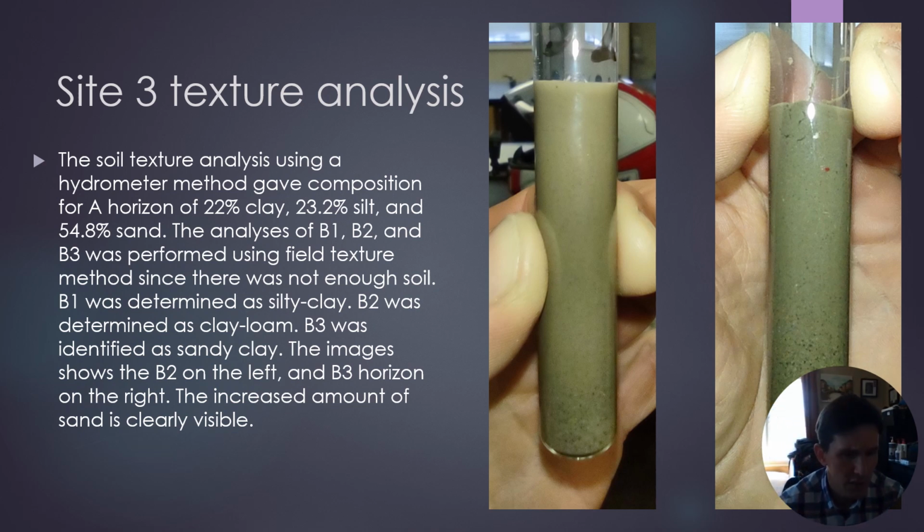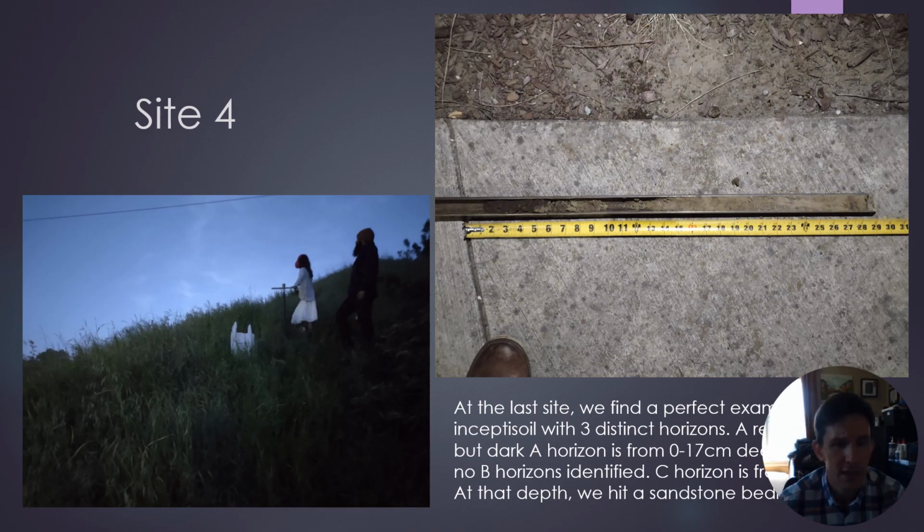Okay, so let's move on to the next site. The last site was probably the easiest to identify. As we can see, it was getting a little dark, and there's my partner and my daughter sitting on a side of the hill, preparing to take the core, and the core came out as very typical inceptisol soil, where we only had 3 distinct horizons, and we went down in less than a meter down to the bedrock, which is a sandstone.